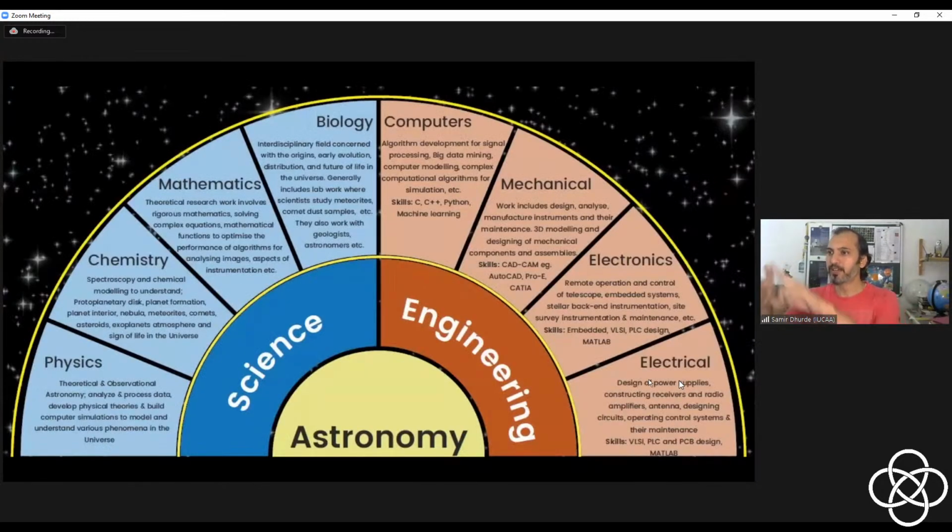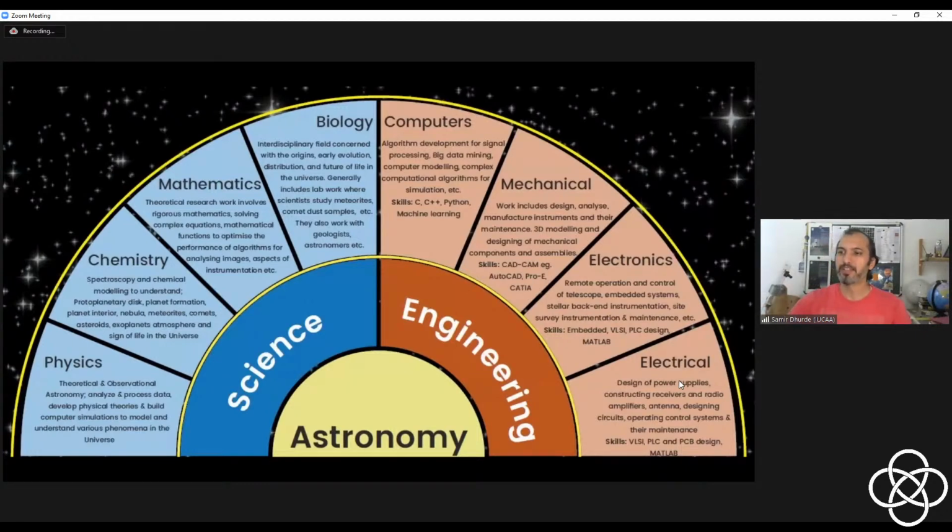This particular screenshot is from a popular poster that we usually show on our National Science Day here. And this basically shows that you need to be a science student or an engineering student, and you can easily get into astronomy. So it's not just physics that you need to know. You could also be a student of chemistry, mathematics, biology, have an interest in computers, or be studying mechanical, electronics, or electrical engineering. And there are many other things which are left out of here.